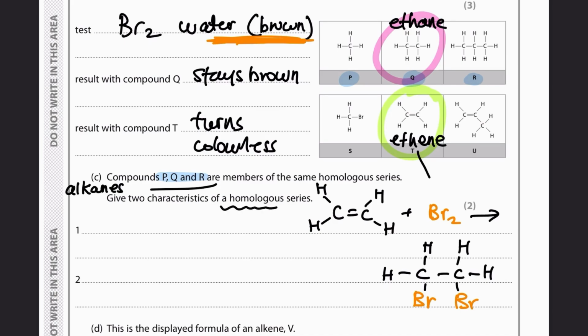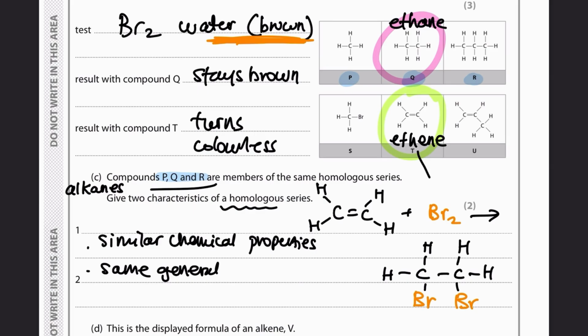Homologous series, 2 characteristics, just memorize this, okay? They share similar chemical properties, meaning that they react in similar ways because they all have single bonds. The second point is they have the same general formula. What is the general formula for alkanes? CnH2n+2, right? Same general formula. And you can also say they have the same functional group. There's other things, but these two are the safest things to put down. So just remember these 2. They're part of the same group. So in this case, the homologous series is the alkanes.